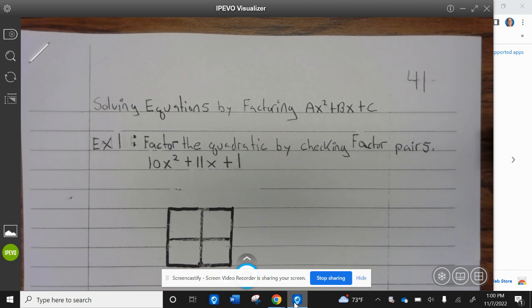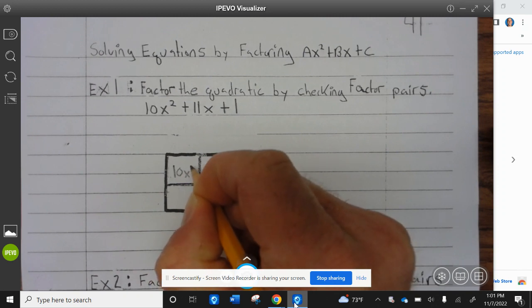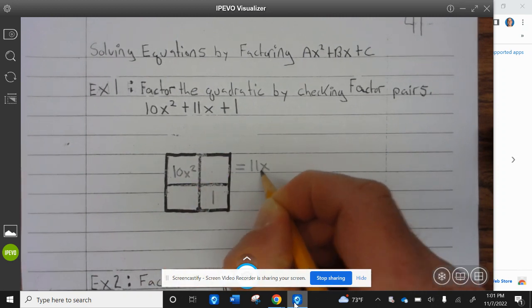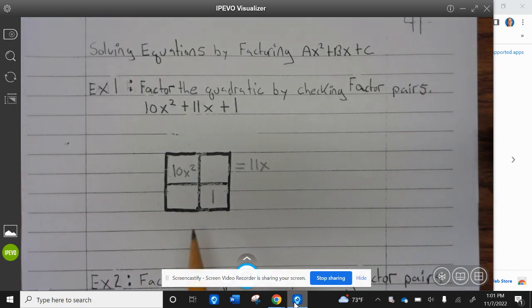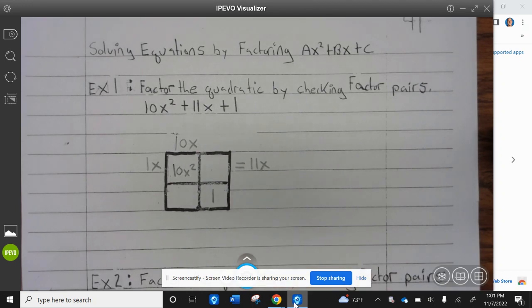Okay, Wildcats, here we're on page 41, solving equations by factoring ax squared plus bx plus c. Example 1, factor the quadratic by checking factor pairs. Okay, so first term, last term, these need to combine to be 11x. Well, to get 10x squared, we're going to multiply 10x by 1x.